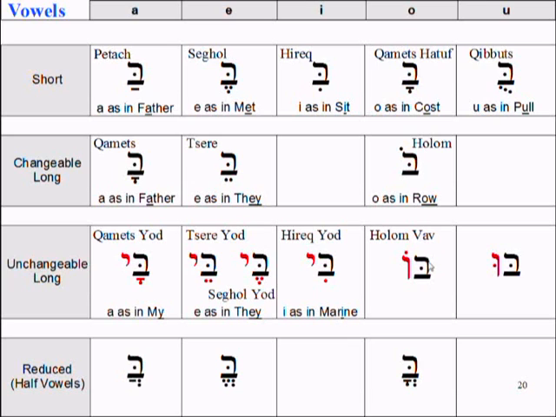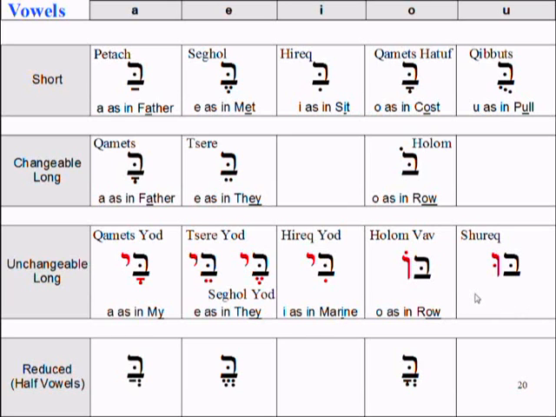Here we have a holum vav, so it's just an o sound, but it's the same. O as in row, but it's above a vav. So this doesn't say bevo or bov. It actually just says bo. The vav is being used, it changes from a v sound to an o sound. It's actually being used as a vowel in this case.